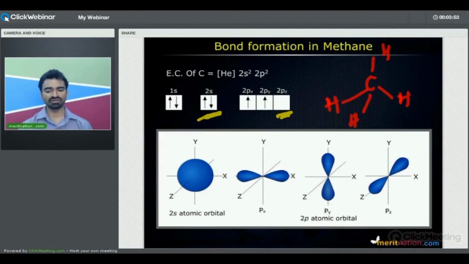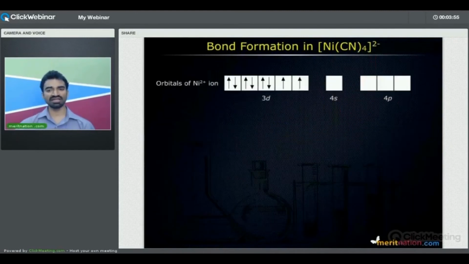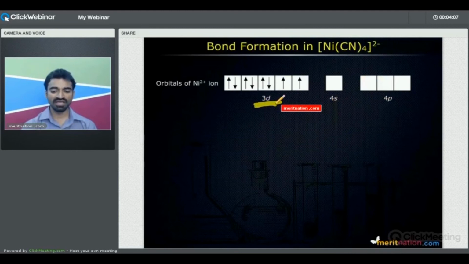Let's take another example of tetracyanonickelate ion, that is [Ni(CN)4]2-. The oxidation state of nickel in this ion is +2 and hence its valence electronic configuration looks like this. It has 8 electrons in its 3d orbital and 4s and 4p orbitals are completely empty.